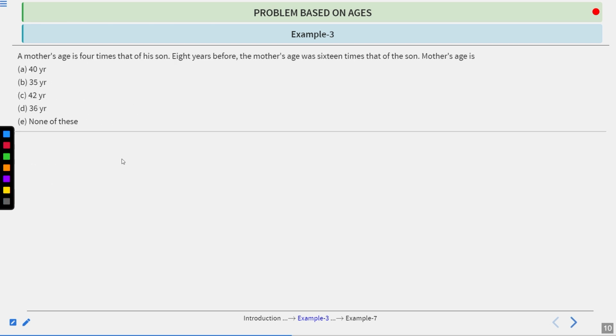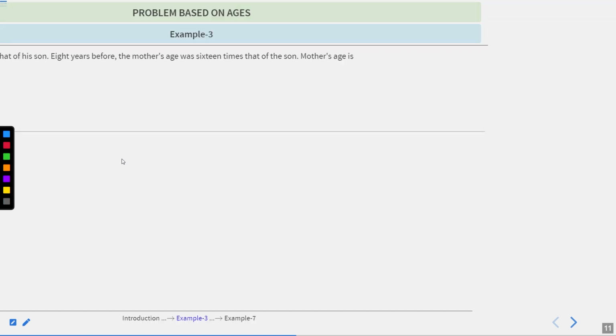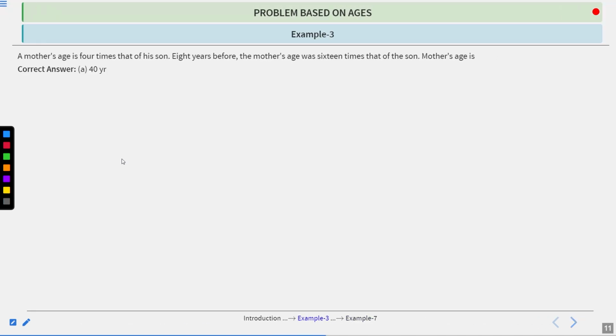Next one. A mother's age is 4 times that of her son. 8 years before, the mother's age was 16 times that of the son. Mother's age is, you have 5 options. A is 40 years, B is 35 years, C is 42 years, D is 36 years, and E is none of these. Now see the solution. So the correct answer of this question is A, 40 years.